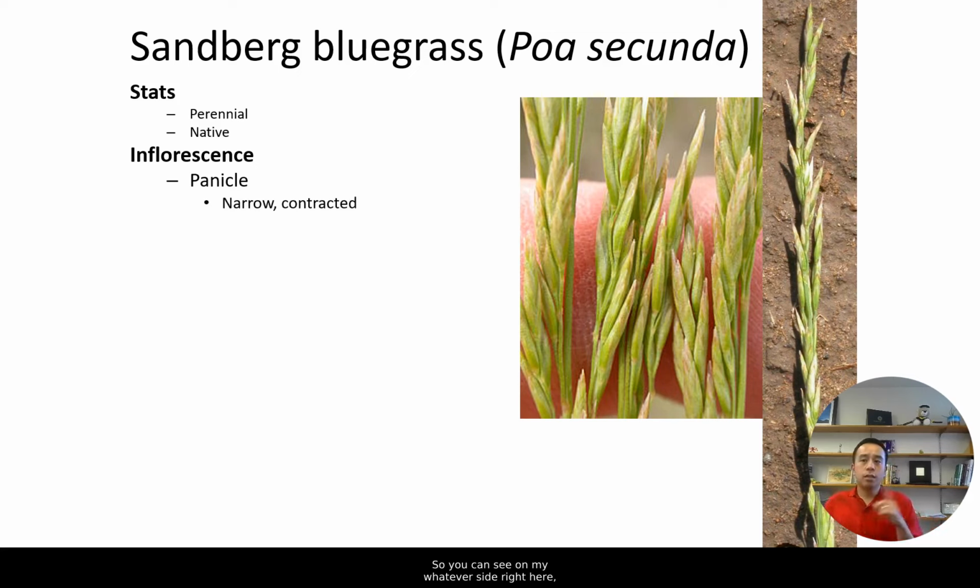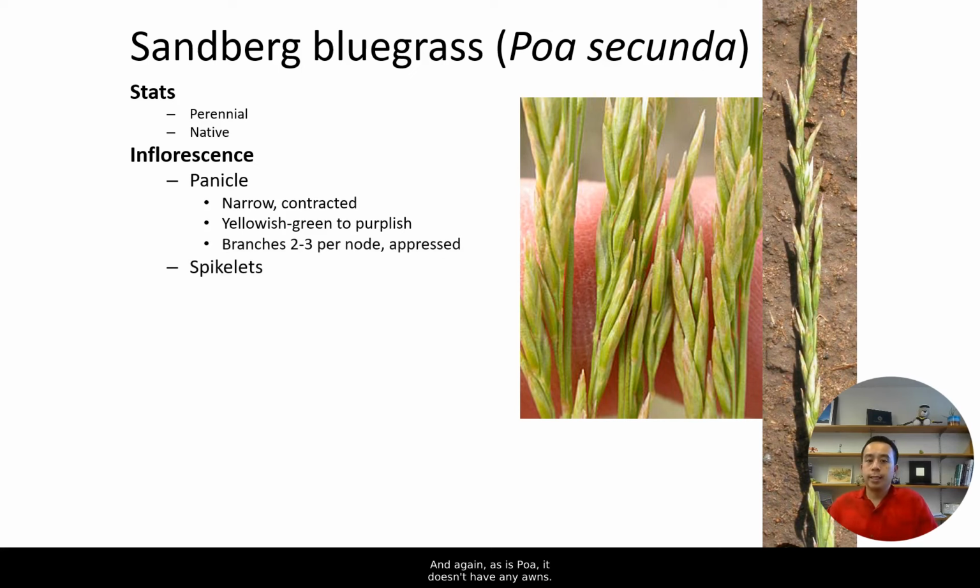So you can see on my whatever side right here, the panicles are often very contracted and kind of oppressed up to the culm. Oftentimes they will be yellowish to greenish, and sometimes they can actually even be purplish in color. And again, as is Poa, it doesn't have any awns. Oh, sorry, I'm getting ahead of myself.